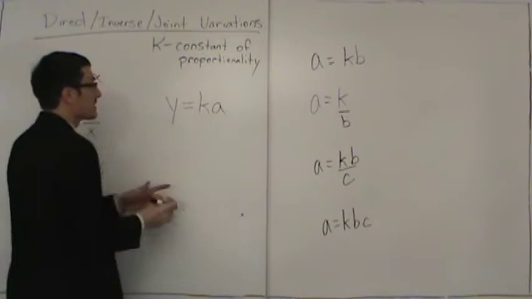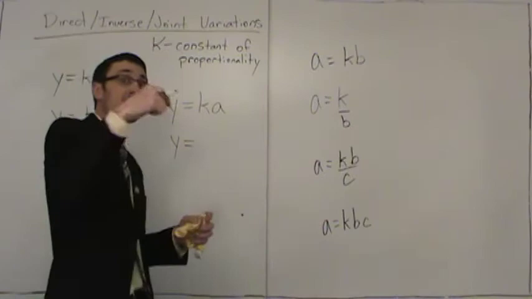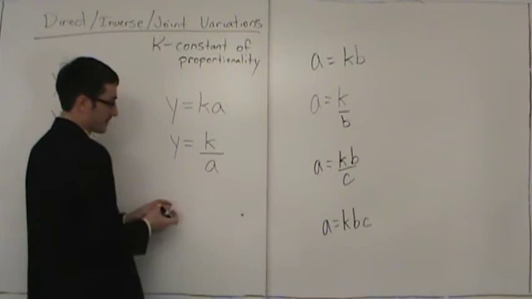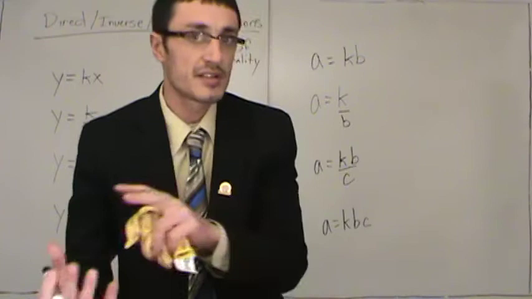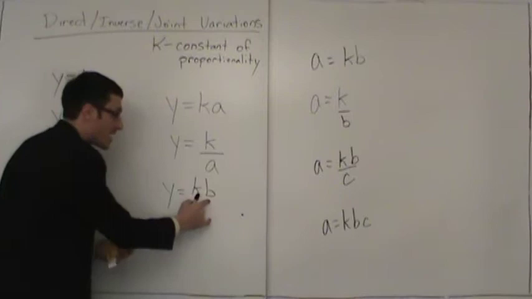Okay, now, I want you to try this. Y varies inversely as A. Remember, inversely means put it in the denominator. Don't forget your k. Y varies inversely with A. Okay, now I want you to write y varies directly with B and inversely with A. Did you get it? Okay, y varies directly with B means put B up top, inversely with A.